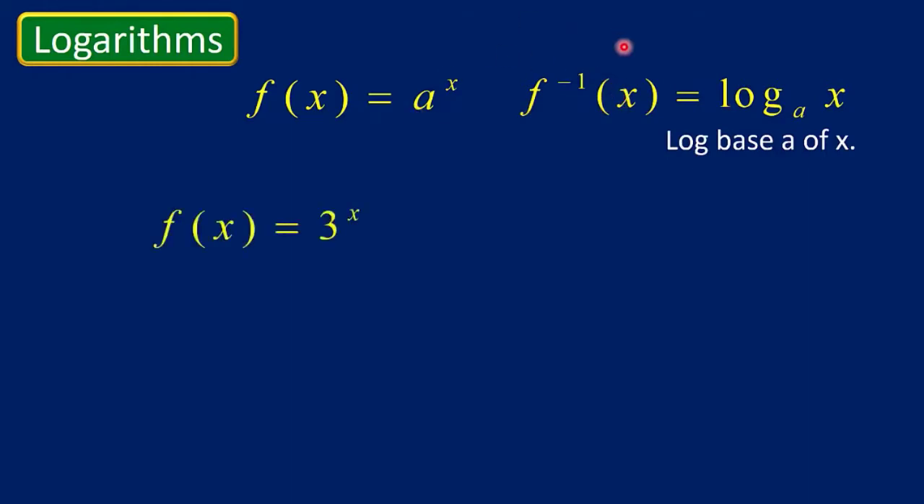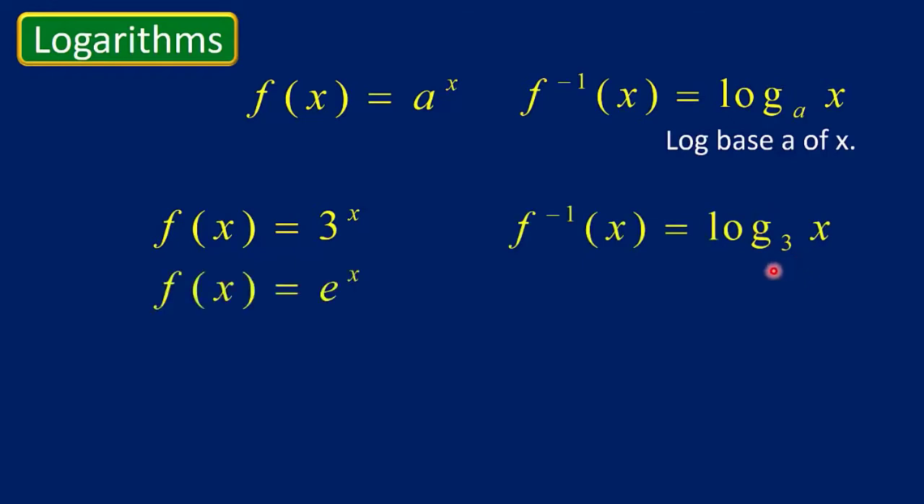Now, for example, if we have 3 to the x, its inverse would look like this, log base 3 of x. We had e to the x. There's that e. e is a very important number. It pops up a lot. The more you study mathematics, the more you see e popping up in some very interesting places. So instead of writing log base e of x, we're just going to write ln x. Natural log of x. That's what it stands for. We just call it the natural log.